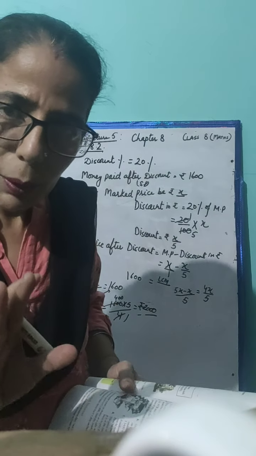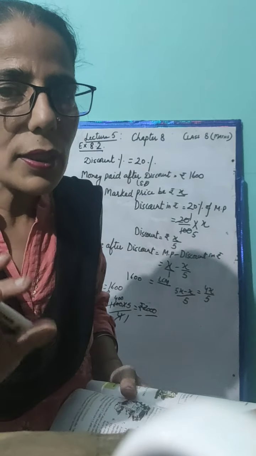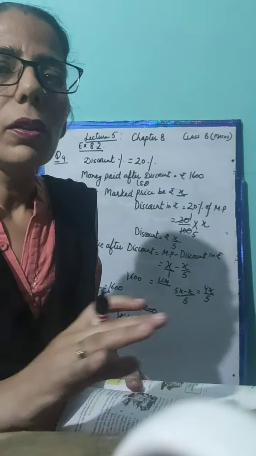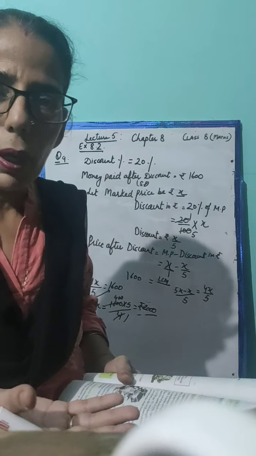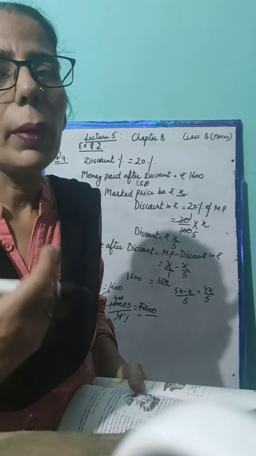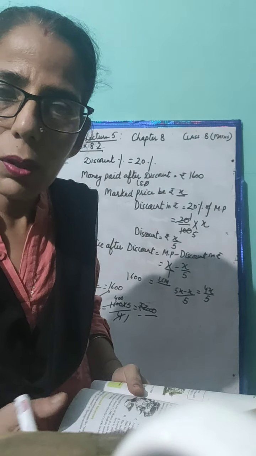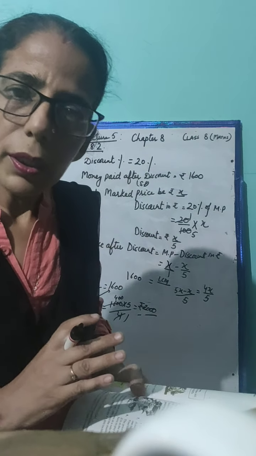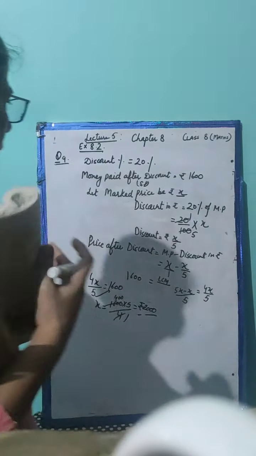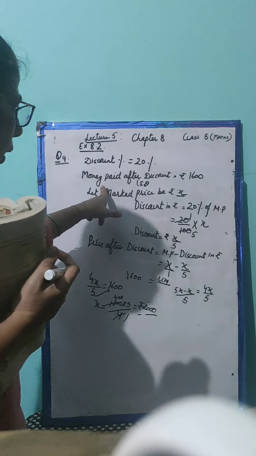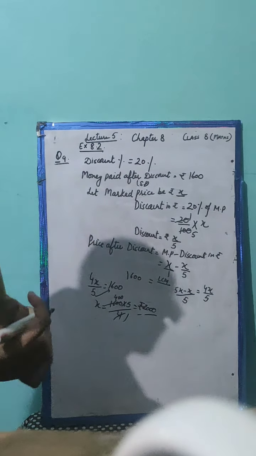Have you got my point that this is the selling price for the businessman who is selling. But if I, as a customer, am going to purchase after the discount, then for me this is the cost price. Like here, it is the cost price for Arun because he has bought the scales.